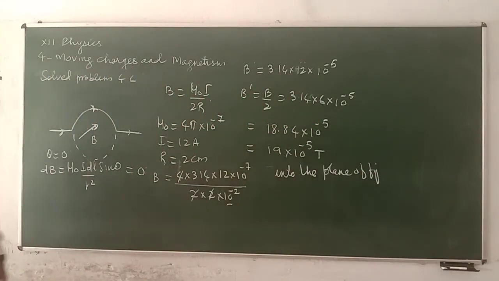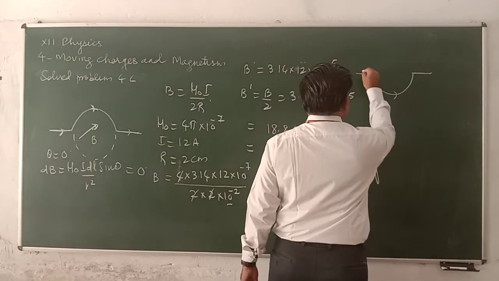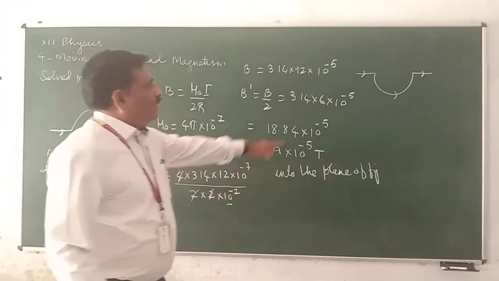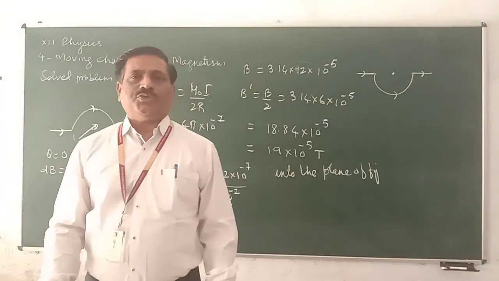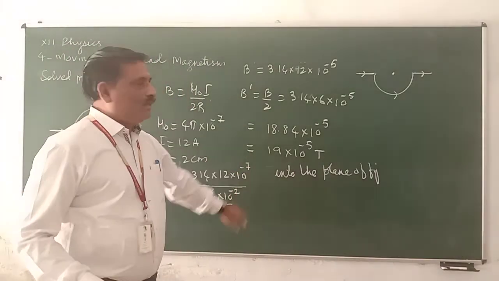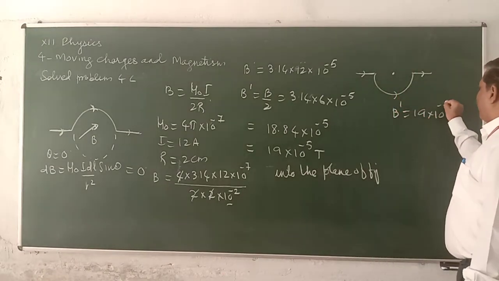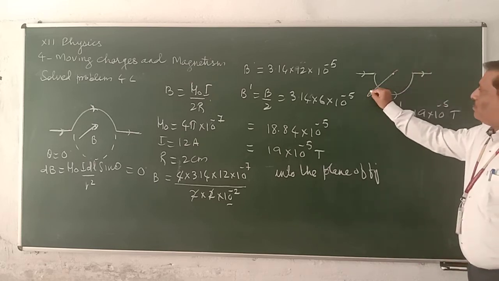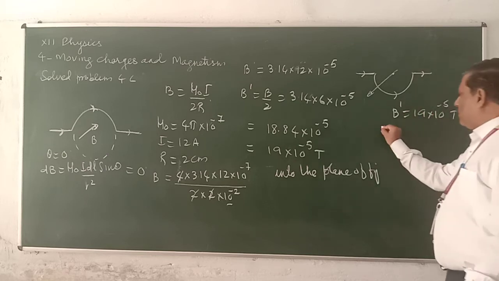Now the second situation is given there. Same situation. The only thing is that it's going in anti-clockwise direction. These straight conductors will not contribute anything. But only the semicircle will contribute, and that also will be equal. So here also B prime will be equal to 19 into 10 raised to power minus 5 Tesla. The only difference is, it will not go into the plane of the figure, it will come out from the plane of the figure.